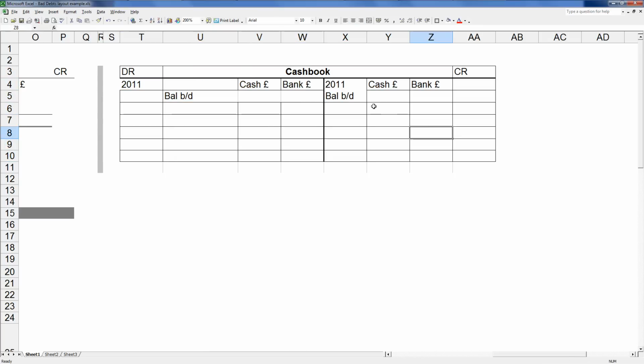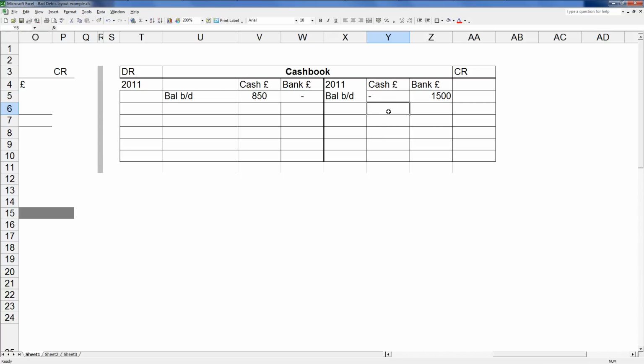So let's say you've got £800 in cash, and for the bank you've got nothing because you have a bank overdraft. So quick extra bit there: any balance b/d on the credit side can only be for the bank. In the cash book, you can't have a value in this box here because you can't have negative cash. And you can't have a bank balance and a bank overdraft at the same time. So that's a bit of a detour there.